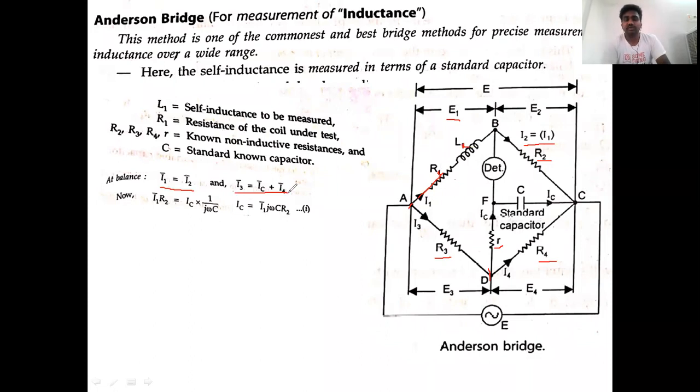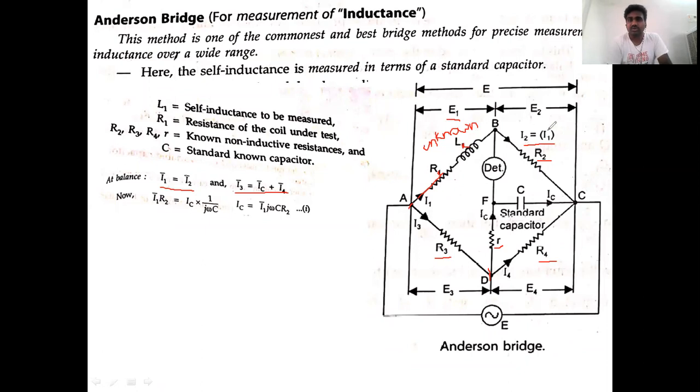If we see the voltage drops here, what is the voltage drop? We can't find the voltage drop in the first arm. Why can't we find it? Because this is the unknown path. This is what we need to calculate. The resistance value is unknown and the inductance value is unknown, so we can't measure the voltage drop here.